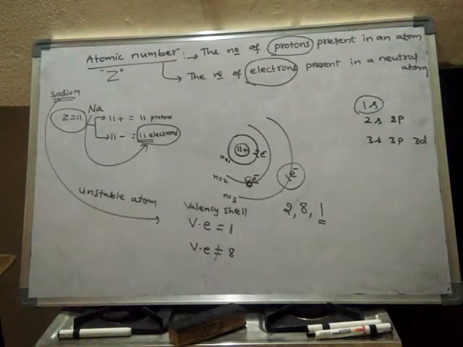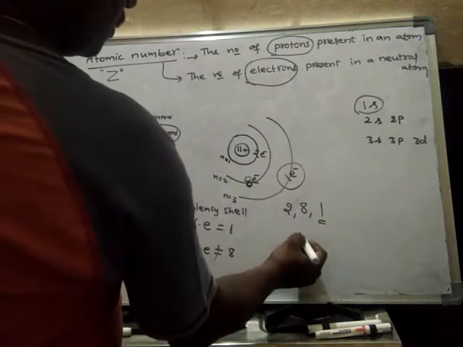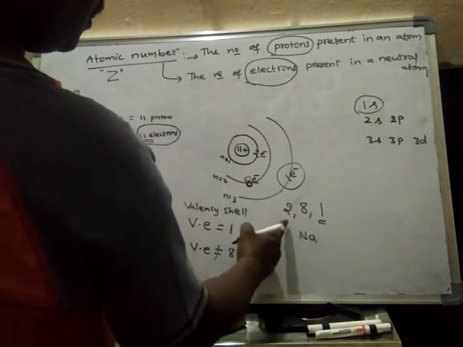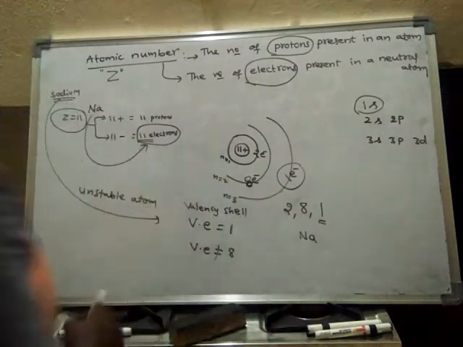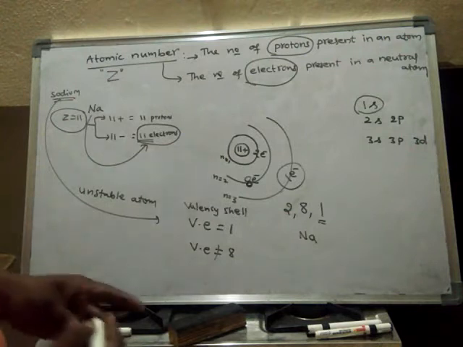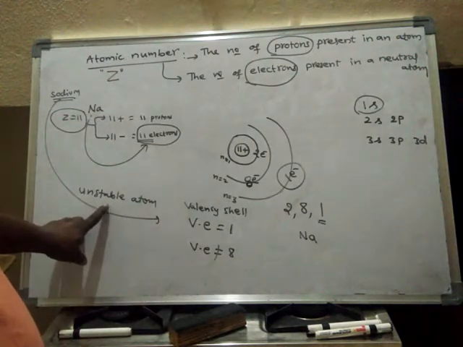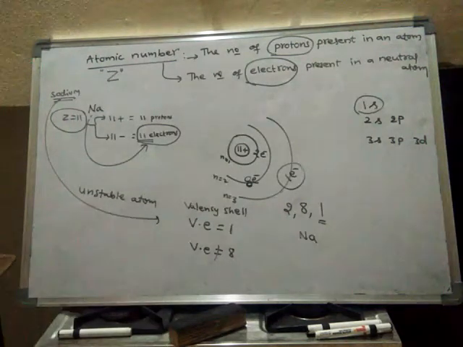Right? That means sodium is unstable because of this arrangement of electrons. Now the question is, as sodium is unstable, will it try to become stable? Yes, it will try to become stable.